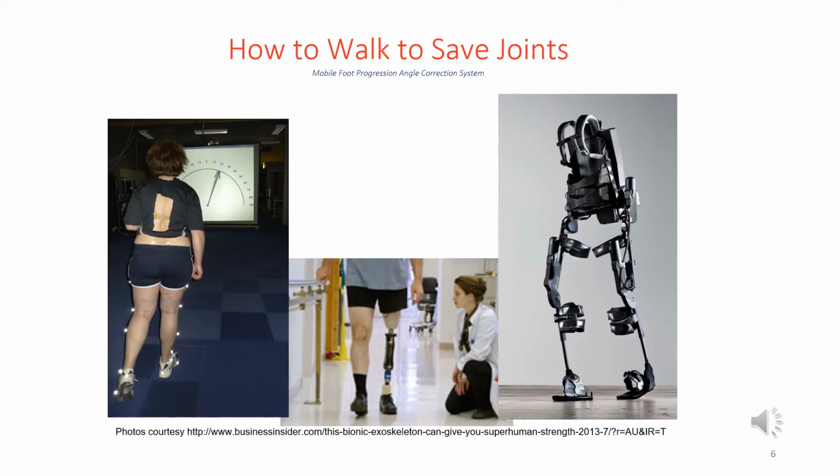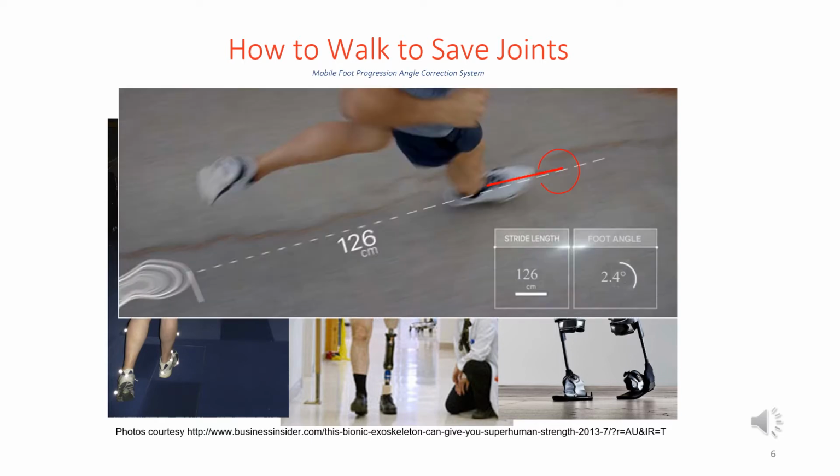Gait modification plays an important role in orthotics, prosthetics products, biped robots, and exoskeleton applications. The most important parameters of gait are foot progression angle, foot flat phase, step width, and step length.